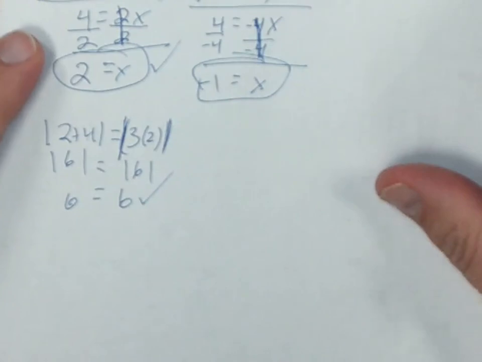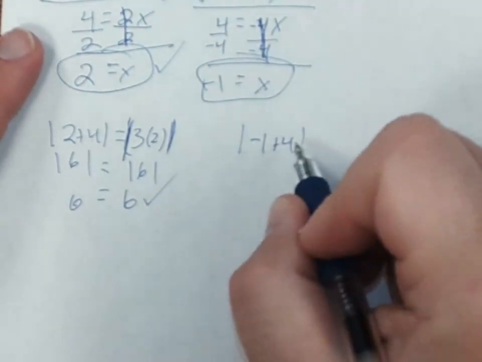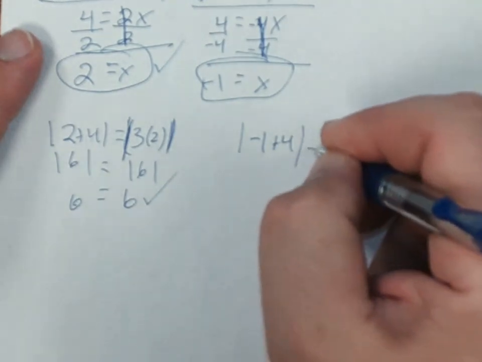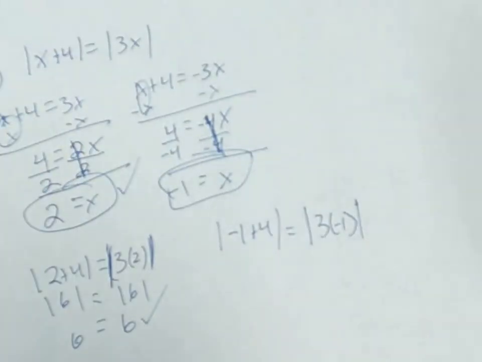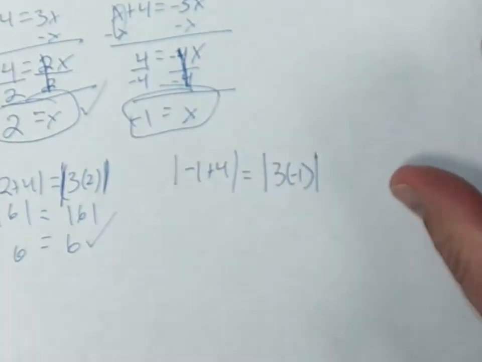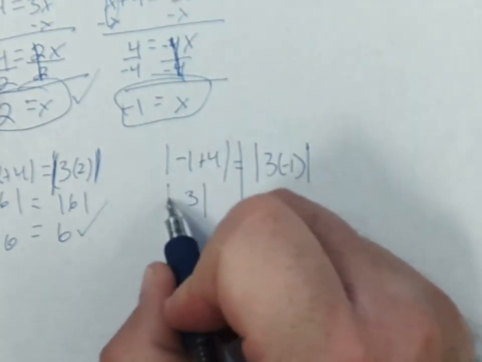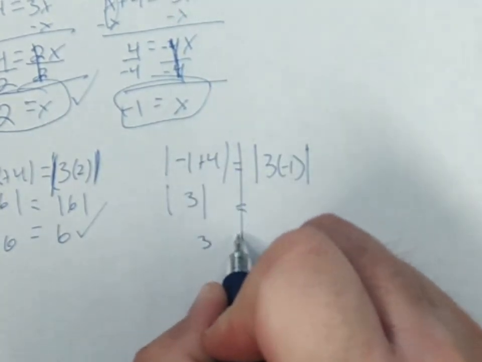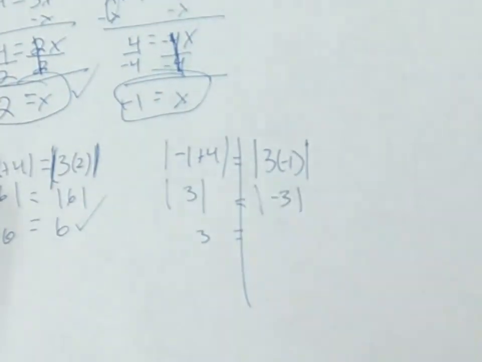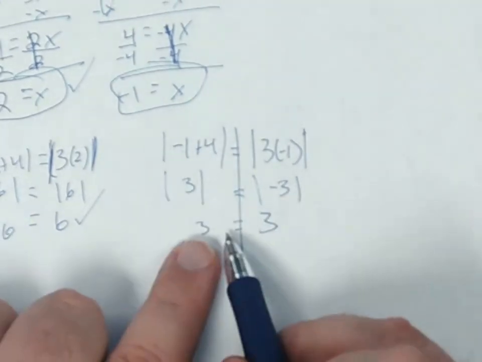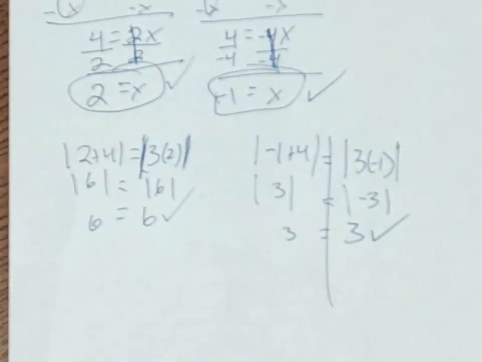Here's hoping negative 1 has a similar result. So we will do negative 1 plus 4. The absolute value of negative 1 plus 4, I'm so sorry, equals the absolute value of 3 times negative 1. So let's do the left side. Negative 1 plus 4 is 3, and the absolute value of 3 is just 3. On the right side, 3 times negative 1 is negative 3, and if we take the absolute value of that, we get positive 3. So we end up with 3 equals 3, which is 100% true, which means negative 1 is also a solution.